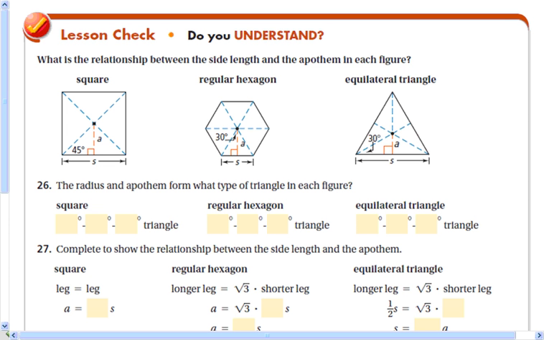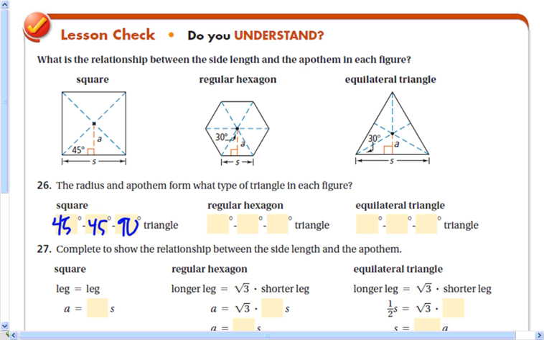All right, that's it. Here's a lesson check. What is the relationship between the side length and the apothem in each figure there in a square? So we want to look at what kind of triangles we form using the apothem and the side length. And with a square, we end up with an isosceles triangle that has 45-degree angles. So that's a 45, 45, 90 triangle.